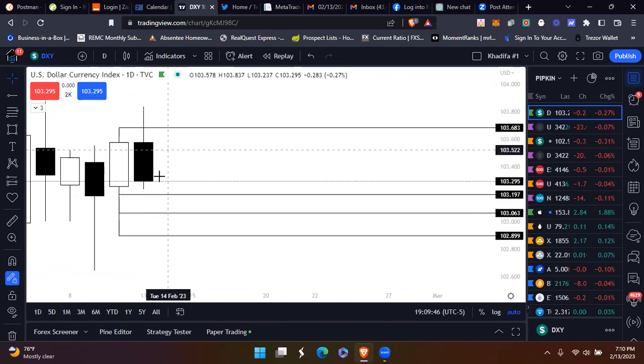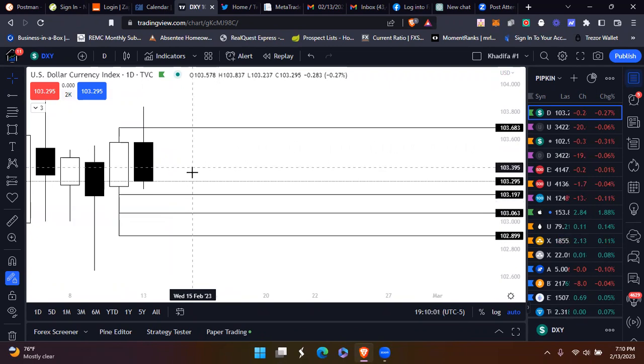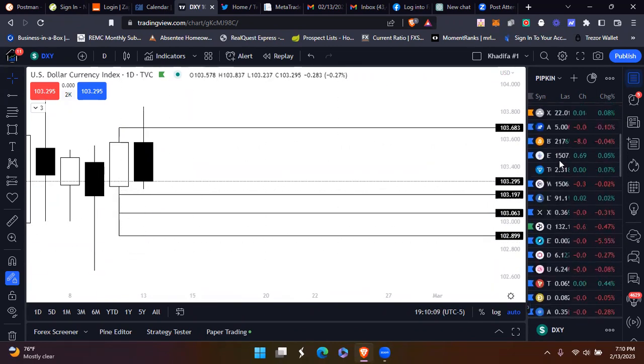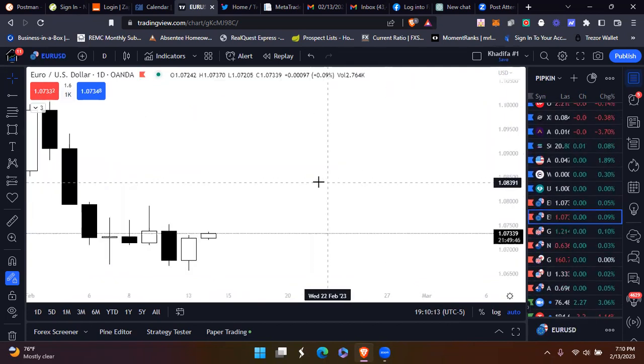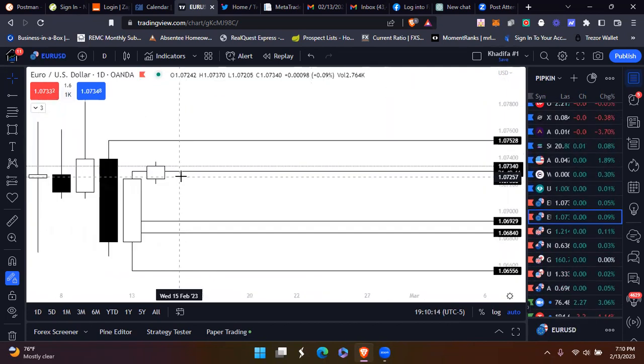I want to see these levels tested, and I want to see my model set up within these levels. If we break through these levels, then of course I will look for the retest of those levels and look for the sell model opposite of my buy model to set up within that range. Same thing, it's just flip-flop. And then I will take the sell down to sell side liquidity. Easy peasy.